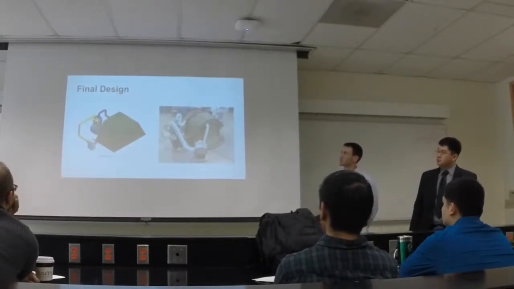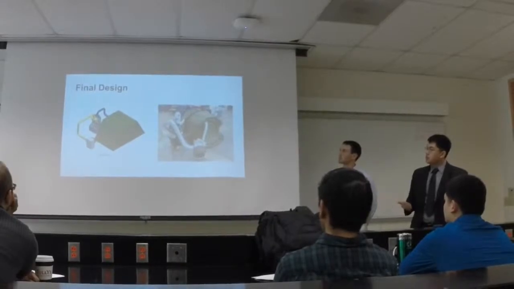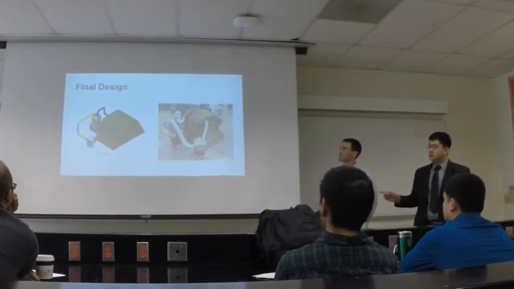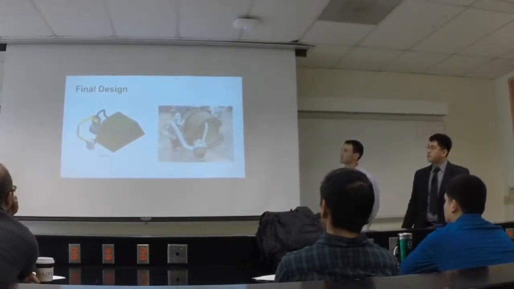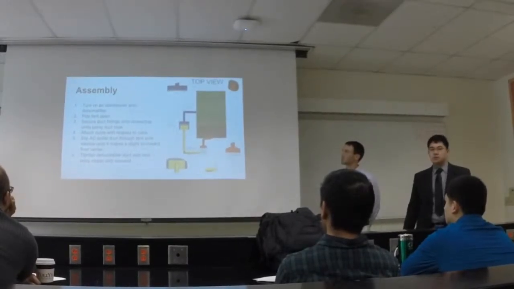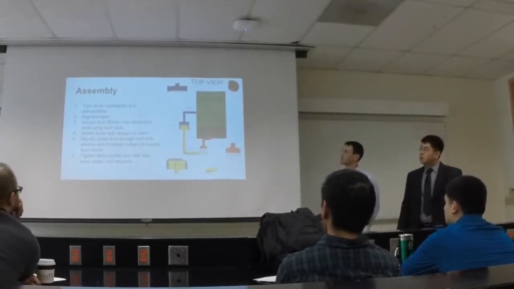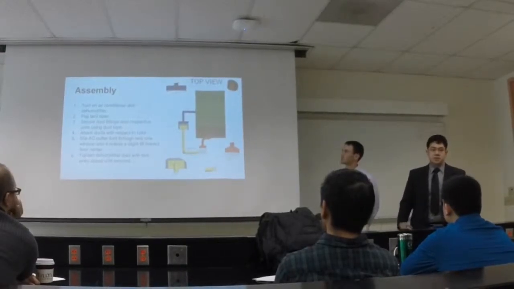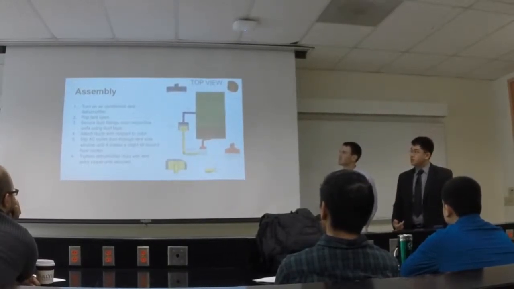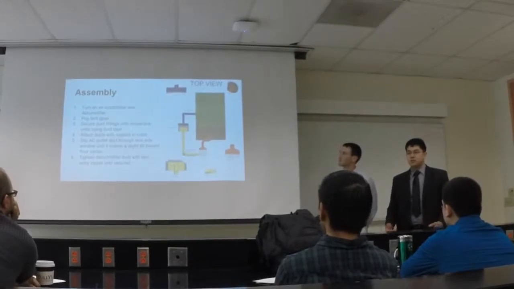So for our final design, we went with a series option. As you can see here on the right, that's what our tent looks like right now. For the assembly in an emergency, you want to turn on the air conditioner and dehumidifier first to get them operating and stabilized, and then you open the tent because it needs some time to open up.